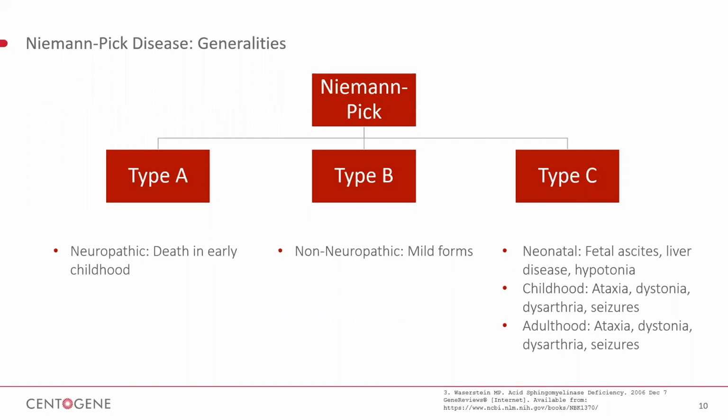Type B, again, since most of type B is anything in the SMPD1 that is not clearly type A, has a lot of variance, and these individuals can survive into adulthood. Whereas type C can have a variety of presenting ages. The adult type is known to have a slower progression, whereas the neonatal type C does also result in early death and is more severe.